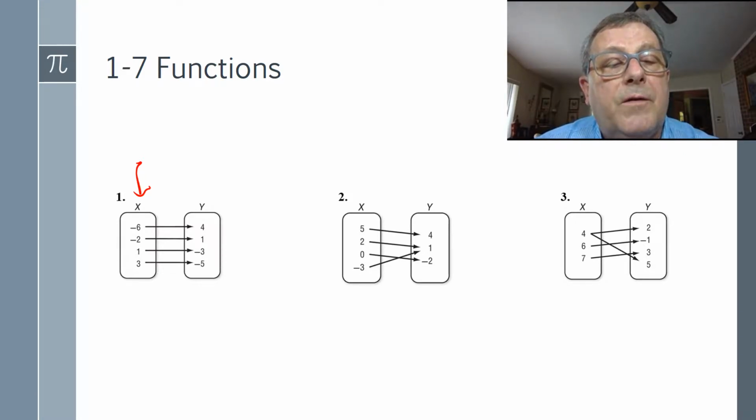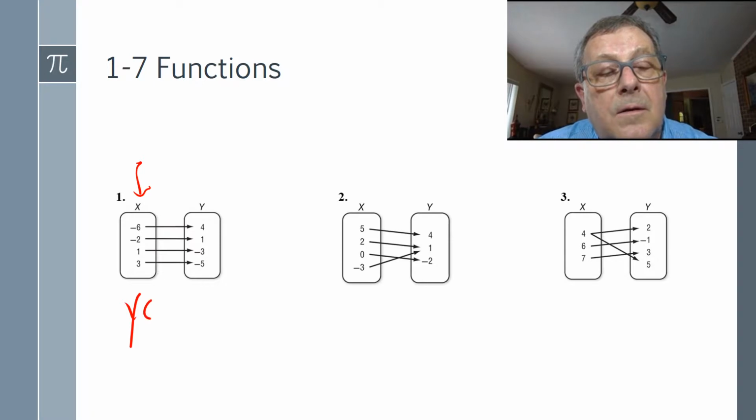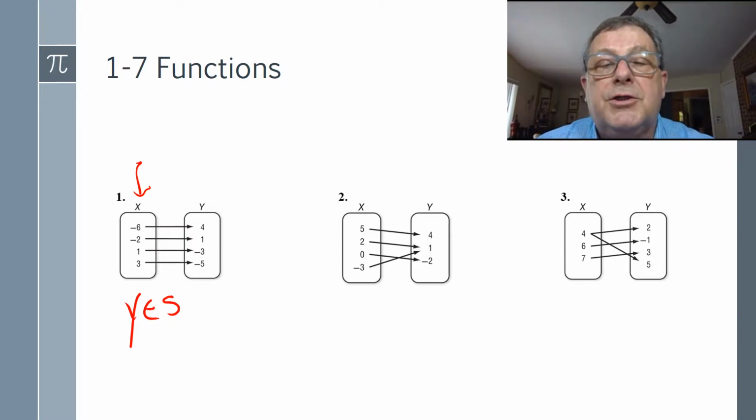But we can see here that we've got an x of -6 paired with a y of 4, an x of -2 paired with a y of 1, x of 1 with y of -3, and x of 3 with y of -5. So we don't see any duplication in our domains here. Very neatly, each x is equal to only one y. And so yes, this is a function.